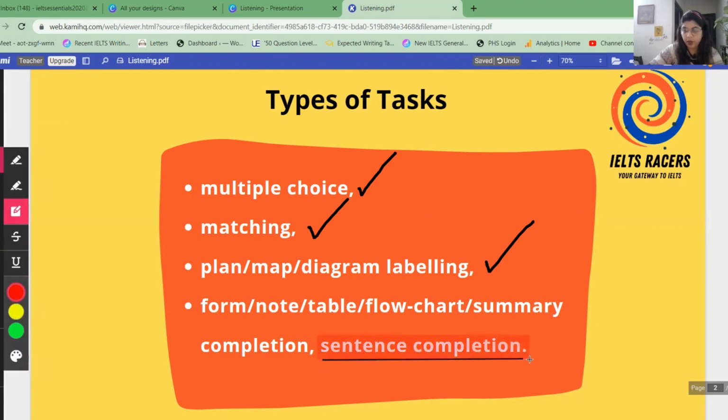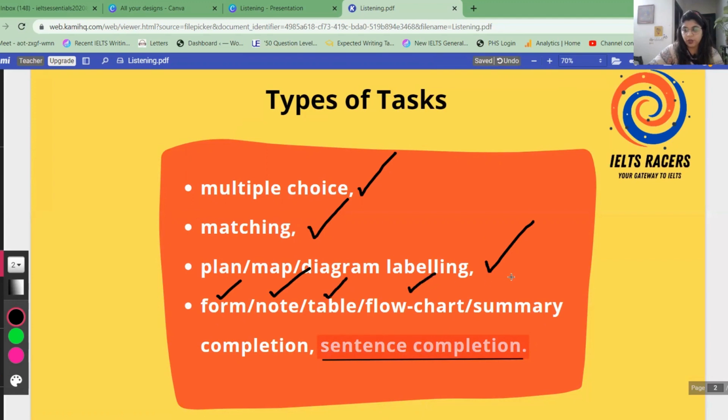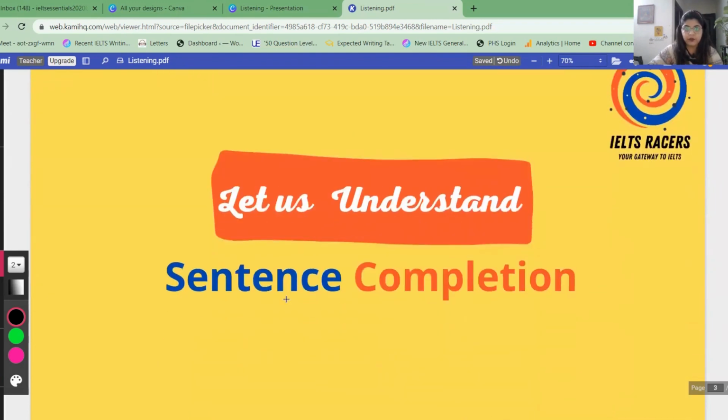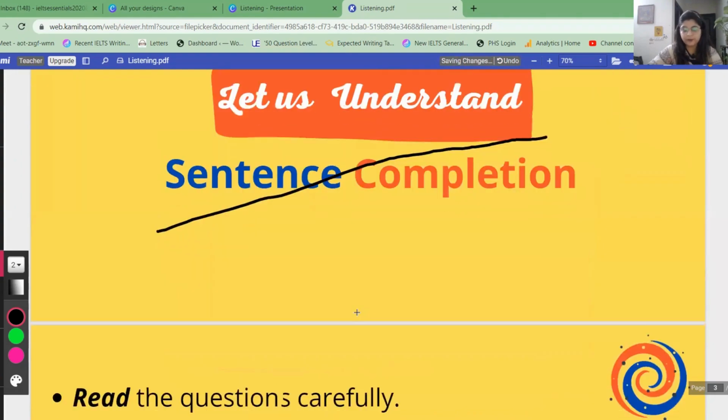So today I will tell you how you can address sentence completion. See, sentence completion comes in different forms. You may get it in the form of notes or a table, flowchart, or maybe summary completion. So in any form, you can get sentence completion in any section. Okay, so shall we start with this? We will understand how to do sentence completion in IELTS.